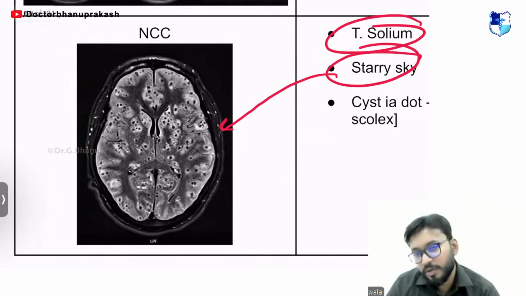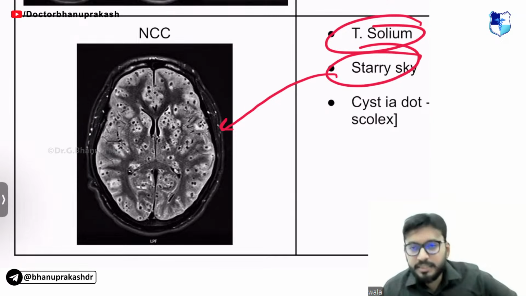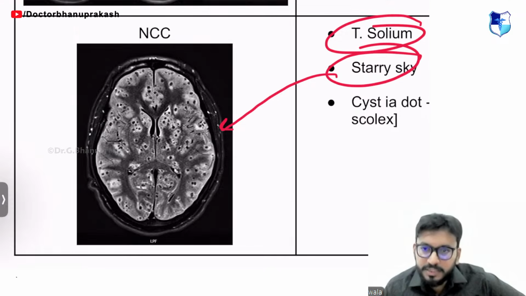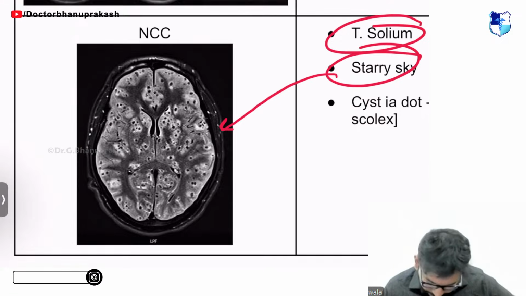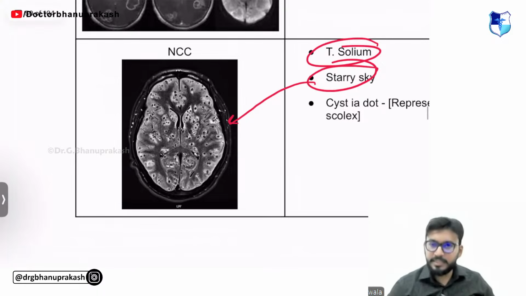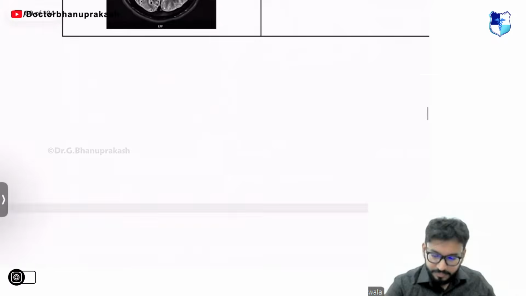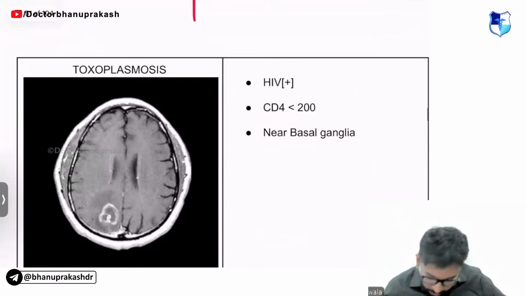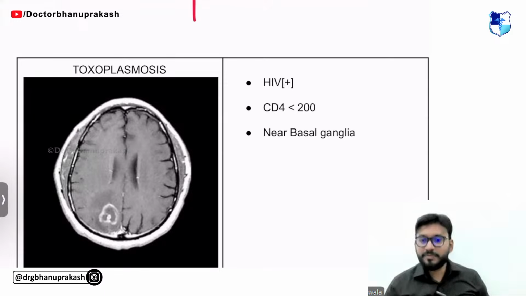Guys, a pathological question. Starry sky appearance is seen in one lesion of the kidney. Do you remember what it was? Which investigation and which disease of the kidney shows starry sky appearance? In the brain, it is NCC, neurocysticercosis. Don't forget. Come on. Okay, toxoplasmosis. Yes, wonderful.